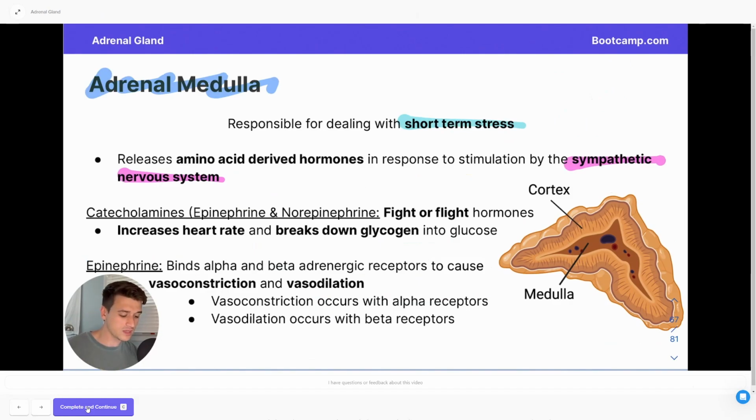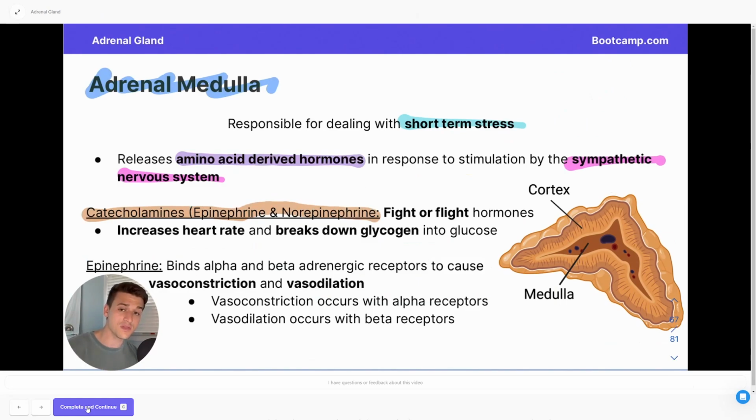We should. We're linking your fight or flight response, which has to do with responding to immediate stressful environments, and a part of an endocrine gland in your body that is responsible for dealing with short-term stress. And before we move on to talking about the specific hormones produced, I want to mention that these are amino acid-derived hormones. But as we start to get into these hormones, it should be no surprise leading off that catecholamines, otherwise known as epinephrine and norepinephrine, otherwise known as adrenaline, have to do with your fight or flight response.